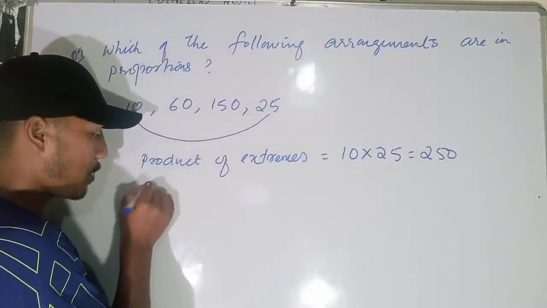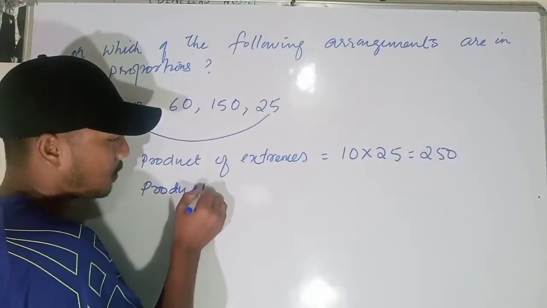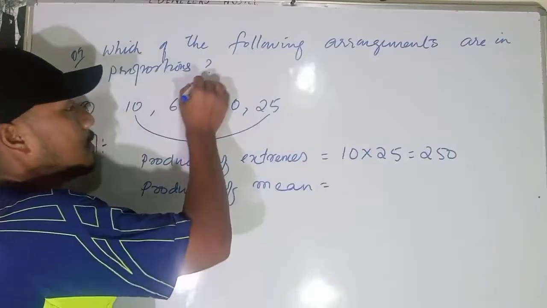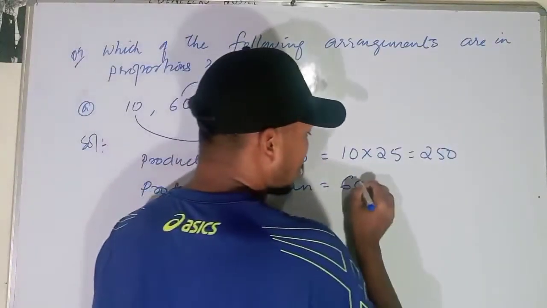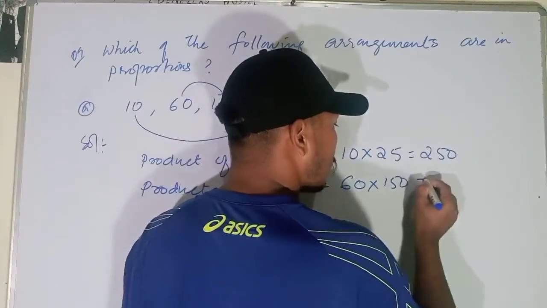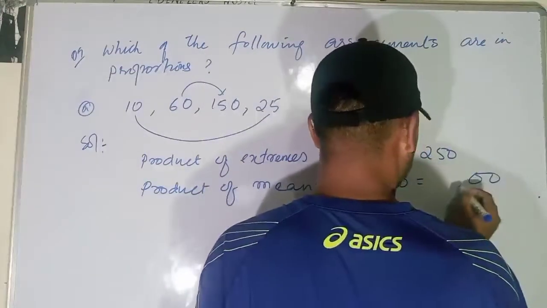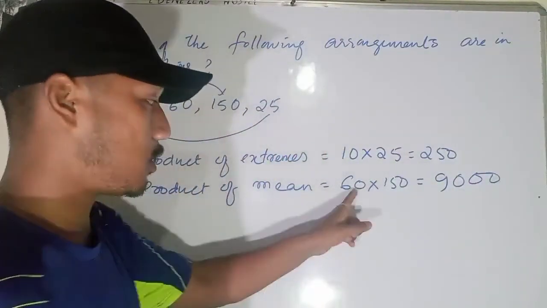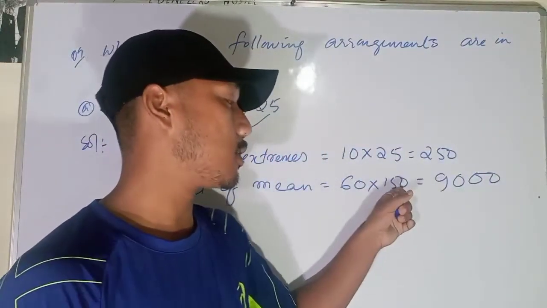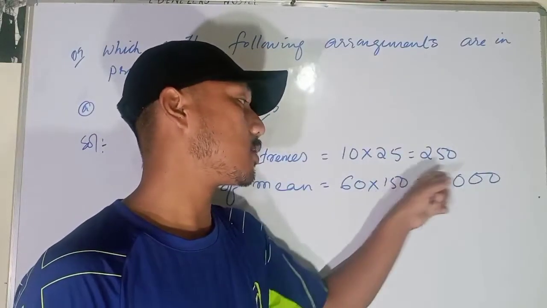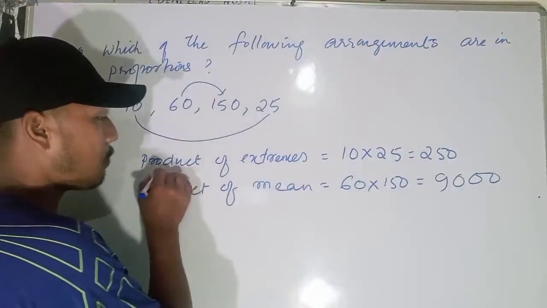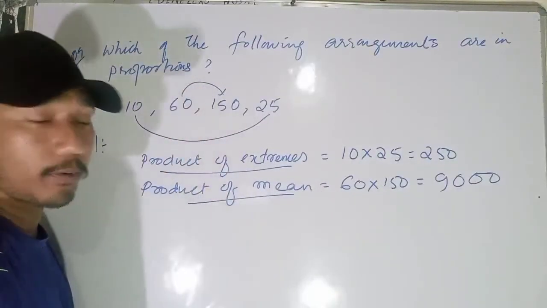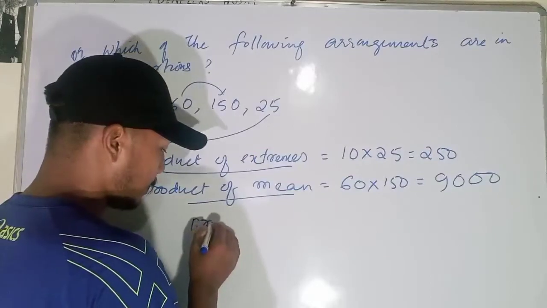Then the product of the means. That means we multiply the two middle ones, 60 into 150. If you multiply, it will become 9000. Now you see the products of the extremes and the means are not equal, so we cannot say they are in proportion.